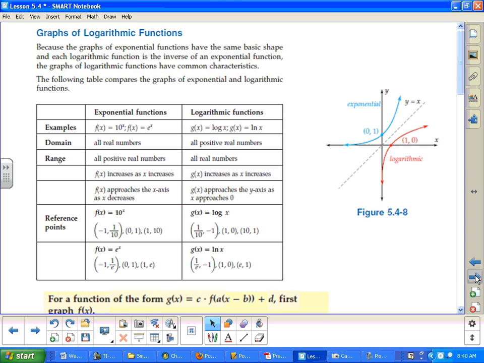So, graphs of logarithmic functions. Here are just the main points about them. Domain: all real numbers for exponential, all positive real numbers, or all numbers greater than 0, for logarithmic functions. The range for exponential is all numbers greater than 0. The range for the logarithms is all real numbers. So you can see where these have switched.